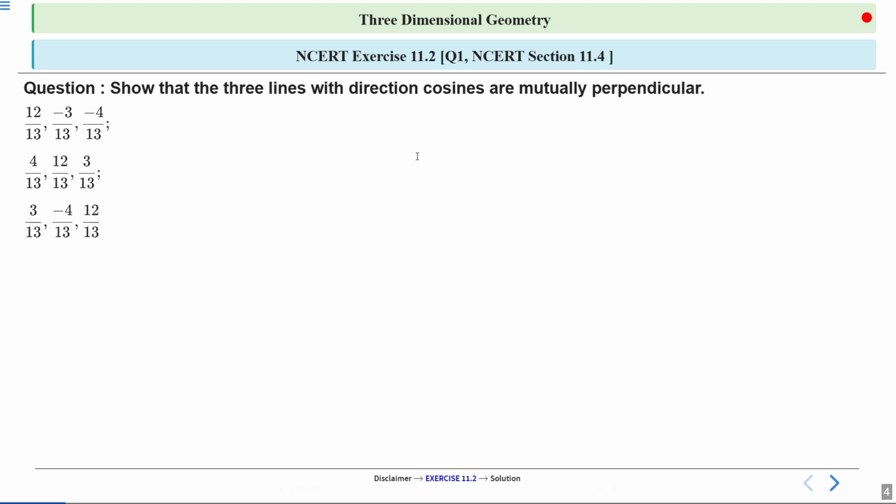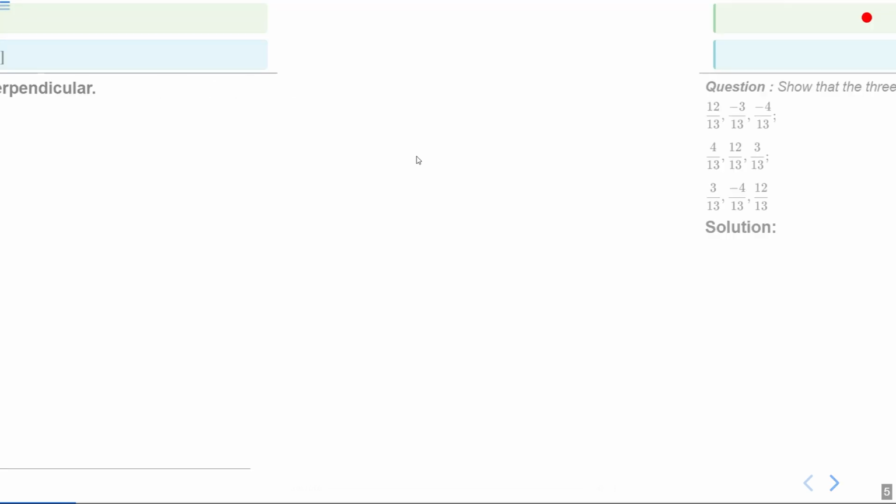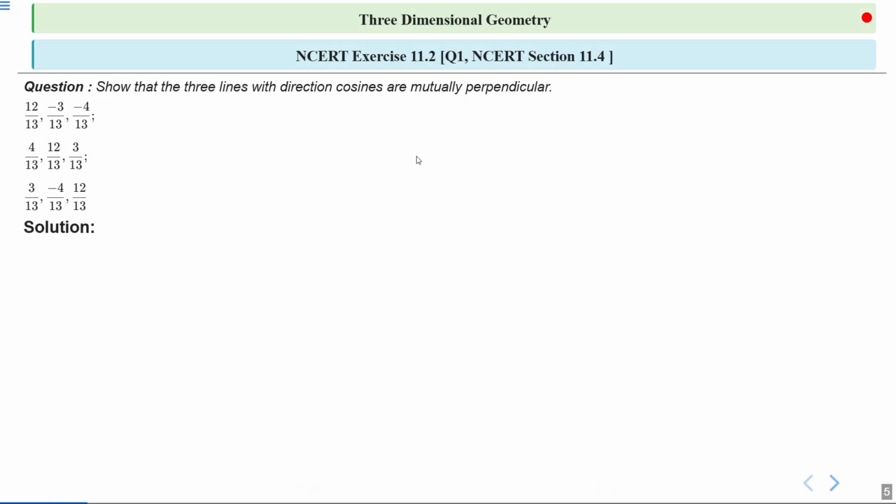For the second line, the direction cosines are 4 by 13, comma 12 by 13, comma 3 by 13. For the third line, the direction cosines are 3 by 13, comma minus 4 by 13, comma 12 by 13. So we are asked to show that the three lines are mutually perpendicular to each other. First of all, try it yourself and then see the solution. Let's start the solution.